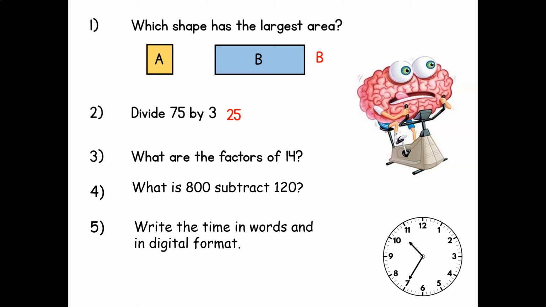For question 3, 1, 2, 7 and 14 are factors of 14. Remember, factors are numbers that divide equally into a number. There will be no remainder. 1 divides into 14, 14 times. 2 divides into 14, 7 times. 7 divides into 14, 2 times. And 14 divides into 14, well, once.